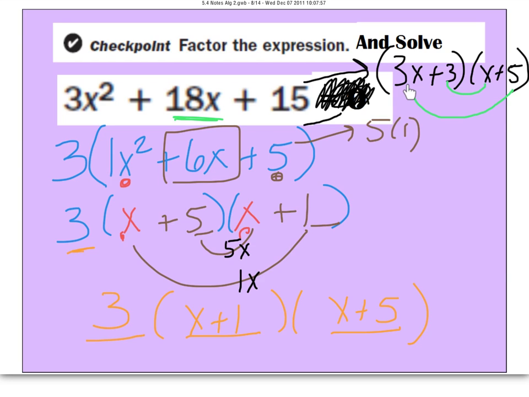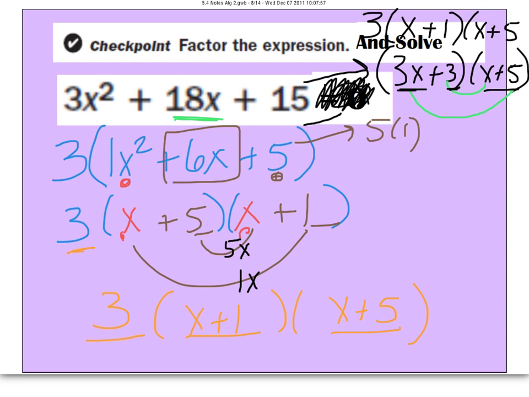Schoology would say you're not quite done. X plus 5, there's no common number between the two to pull out, but between 3x and 3 there is. You can actually pull the number 3 out of there. So you'd come into this problem, you'd pull the 3 out. This would change. 3 divided by 3 is 1x. 3 divided by 3 is plus 1. And then this would stay the same.